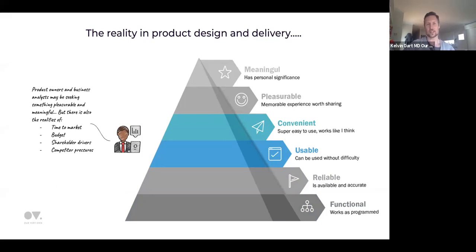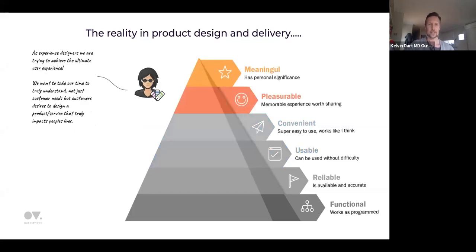There's a lot of other factors and a lot of other pressures that are put on, so we may find ourselves speaking to BAs and product people that may just be looking for that middle chasm. So what's usable? What can we get to MVP? What's convenient and easy to use? And let's worry about the pleasurable, meaningful stuff when we know that we've got something that's getting return on investment, and then I can go back with a business case.